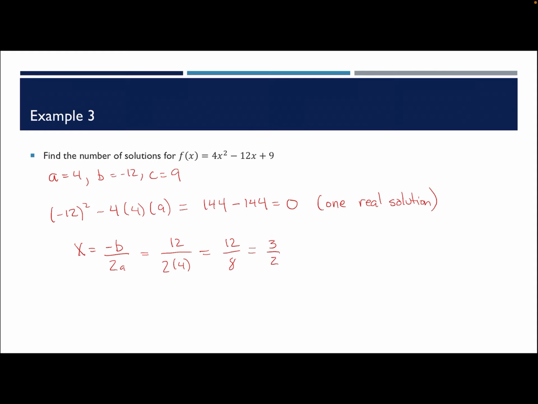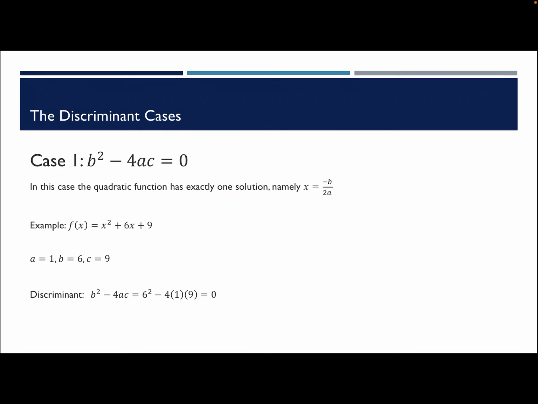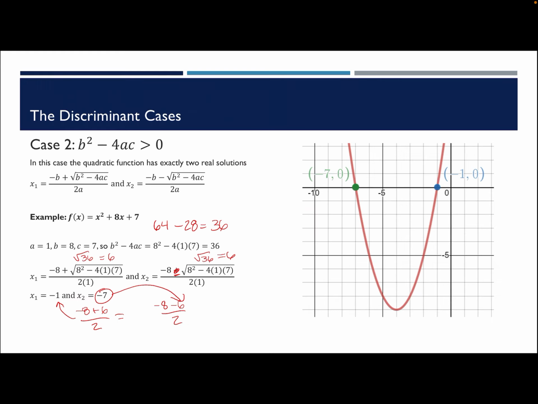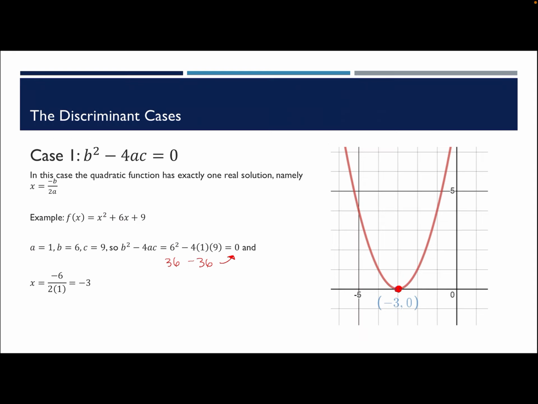All right, so that's going to conclude our video for roots and the quadratic formula. Remember, the discriminant tells us the number of solutions that we have. If b squared minus 4ac is less than 0, we have 2 complex solutions. If b squared minus 4ac is greater than 0, we have 2 real solutions. And if b squared minus 4ac equals 0, we have 1 real solution.